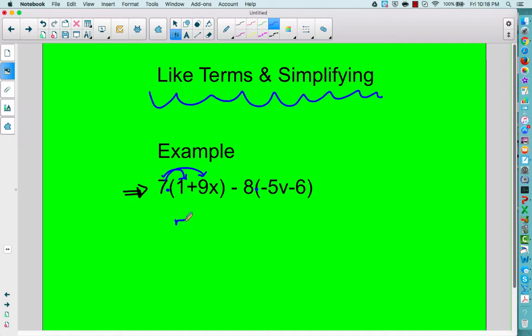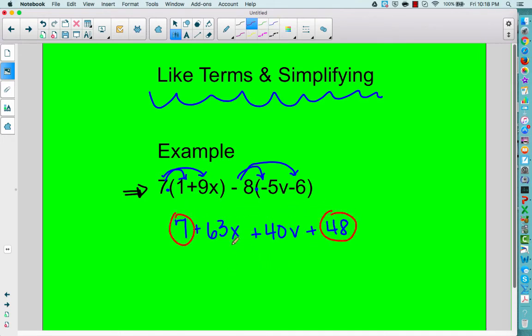So 7 times 1 gives me 7, and 9x times 7 is going to give me 63x. All right, moving on to the opposite side, I'm going to distribute negative 8 to both, and I'm going to get positive 40v plus 48. Now, I don't really have like terms besides the constants, so these are the only two I can add. So 48 plus 7 gives me 55. So my simplified expression is 55 plus 63x plus 40v. Okay, it's an expression because it does not have an equal sign.